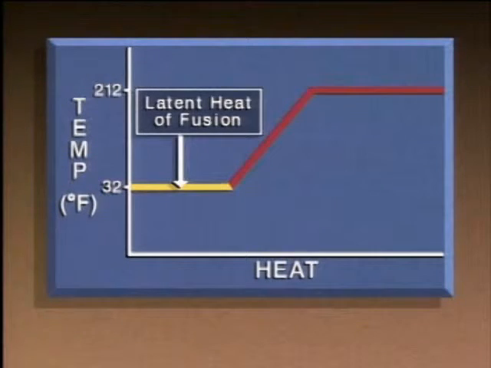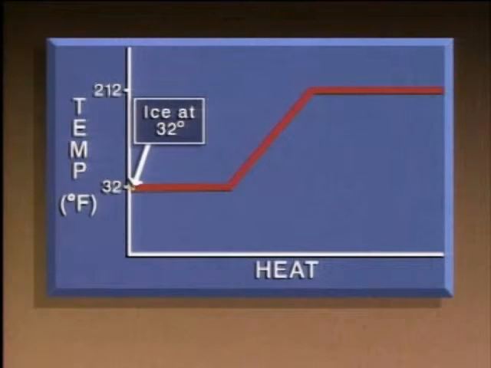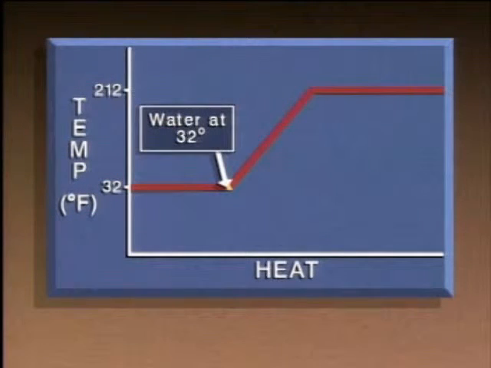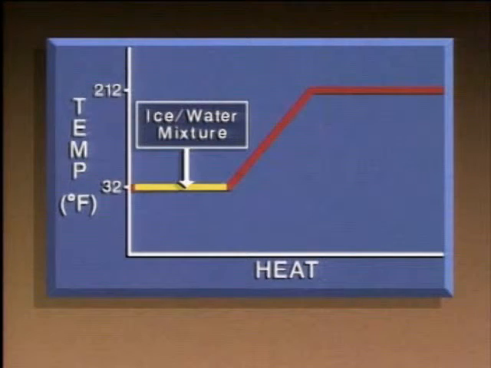This horizontal line at 32 degrees represents the latent heat of fusion or melting. The latent heat of fusion is the amount of heat required to melt a substance without a change in temperature or pressure. This point represents ice at 32 degrees, and this point represents water at 32 degrees. The line between these points represents an ice-water mixture.